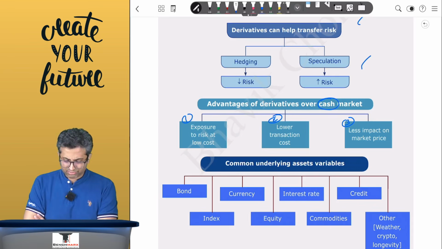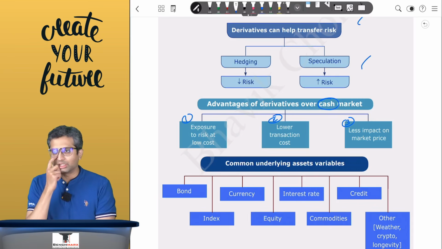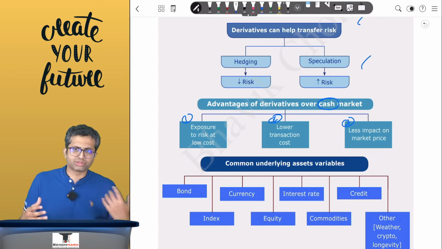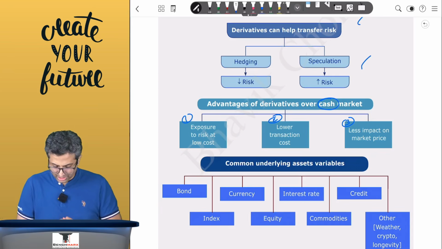So this we'll study. There is an entire chapter, I think reading number 68 or 9 if I'm not wrong, where you are looking at the advantages of derivatives for various participants. So we will discuss that over there.